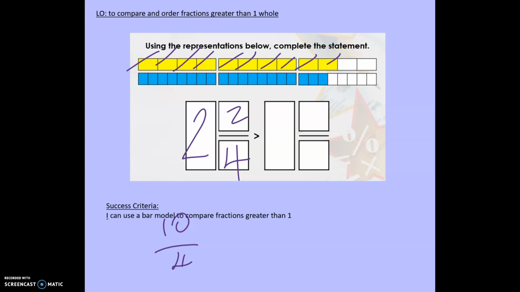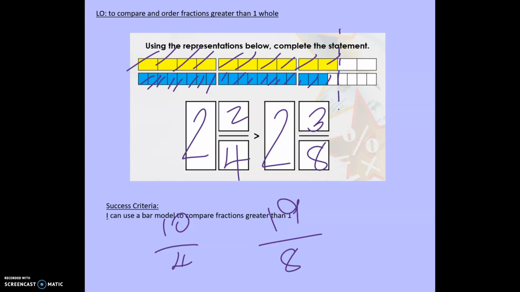In the second bar, we've got 1, 2, 3, 4, 5, 6, 7, 8 chunks for each bar. I've got 16, 17, 18, 19 pieces coloured in, which gives me 2 full bars and 3/8 left over. Now, I can quite clearly see that the yellow bar goes further than the blue bar, so I would have 2 2/4 is greater than 2 3/8.